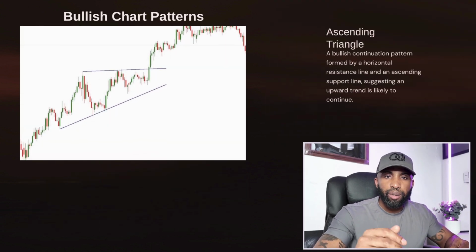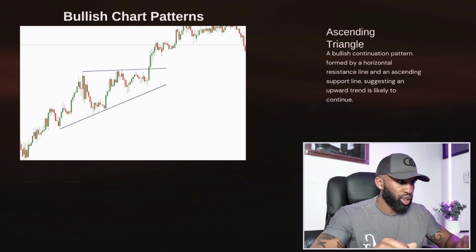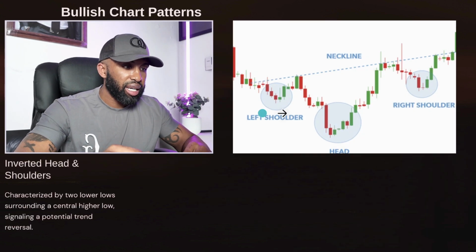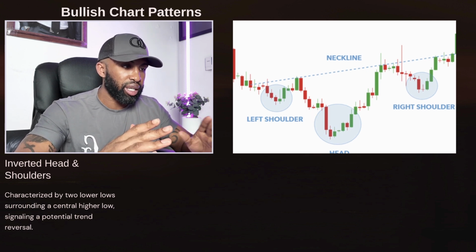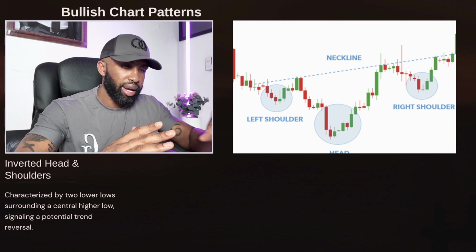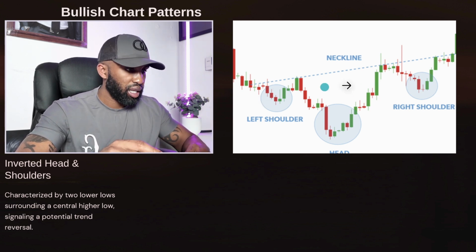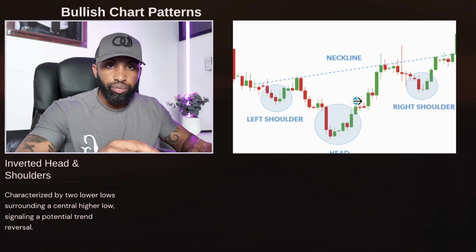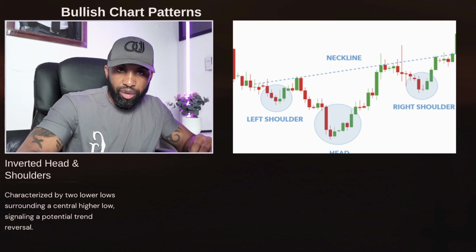Ascending triangle. It's a bullish continuation pattern formed by a horizontal resistance line and an ascending support line, suggesting an upward trend is likely to continue. Inverted head and shoulders. This is a very popular pattern. When we get to the bearish, you will see the normal head and shoulders. It's characterized by two higher lows and one lower low, a central low, signifying a potential trend reversal.